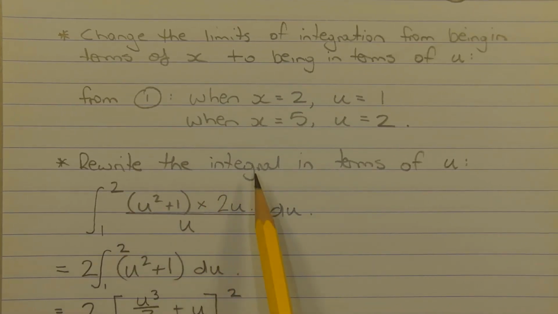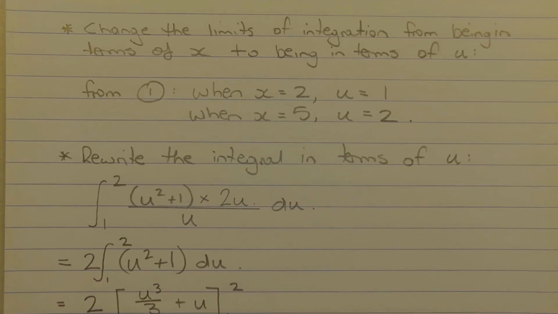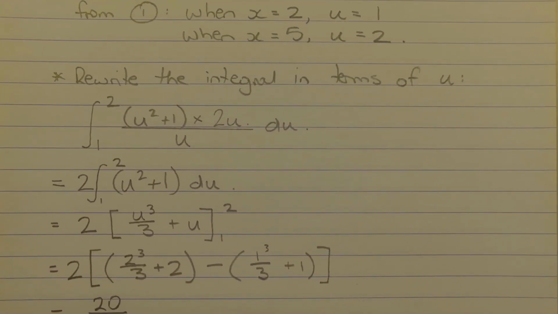Next, rewrite the integral in terms of u. So the integral becomes (u squared plus 1) times 2u over u du from u equals 1 to u equals 2. Now the u's will cancel here, and the 2 being a multiplying constant can be written outside of the integral. So that equals 2 times the integral from u equals 1 to u equals 2 of u squared plus 1 du.